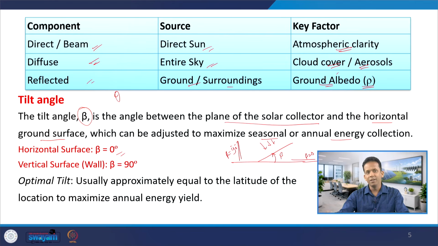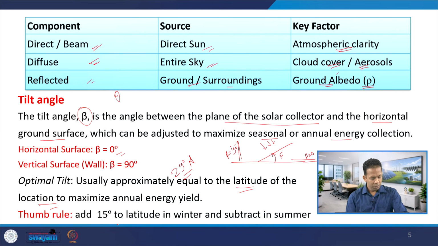What is that angle? Optimally, or as a thumb rule, it is often equal to the latitude of the location to maximize the annual energy yield. Because, say, Roorkee is at 29 degrees north. So, if we do not know the accurate tilt angle, we can keep all the solar panels at 30 degrees facing south.